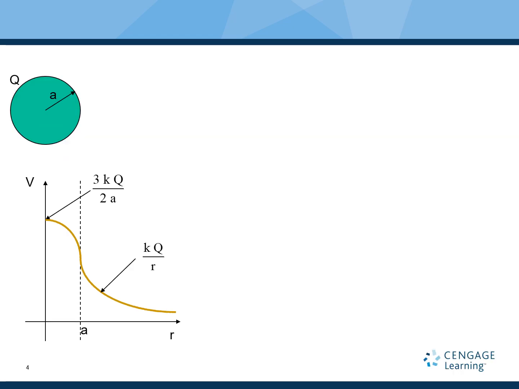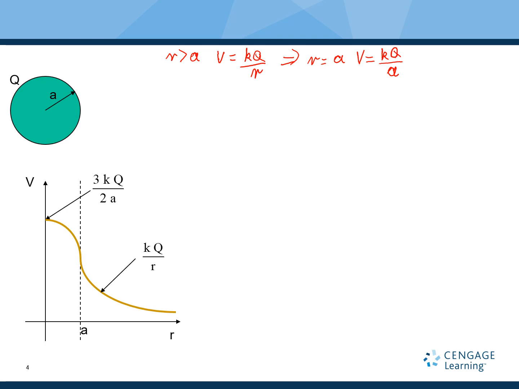So for r greater than a, V is just equal to kq over r. Therefore, at r equal to a, coming from the outside, V is equal to kq over a. That's good information to have.